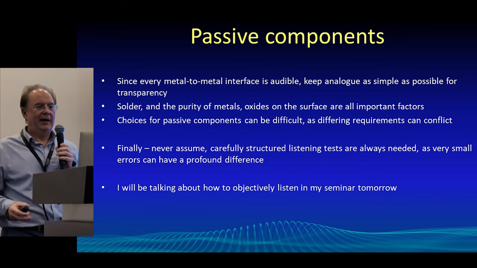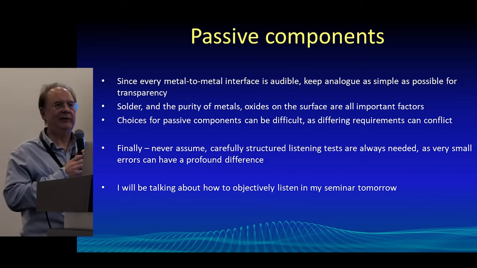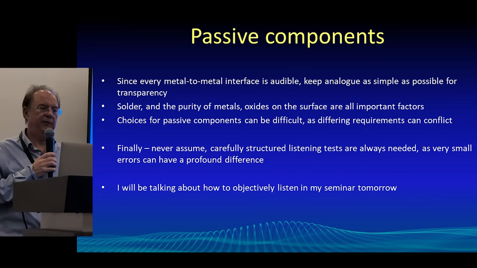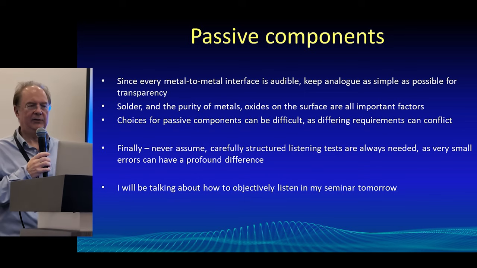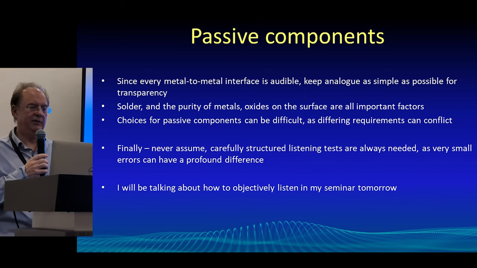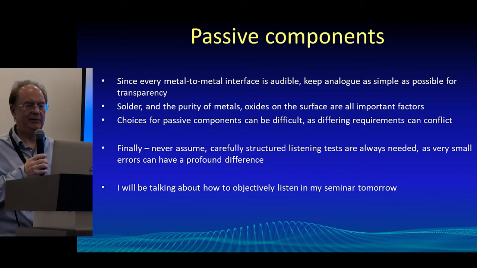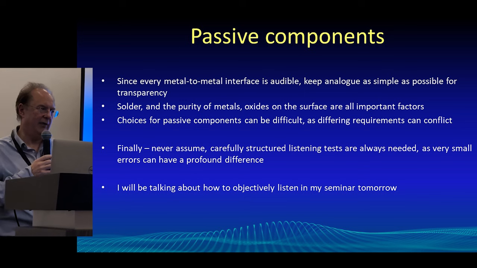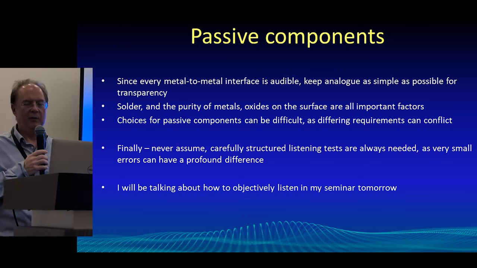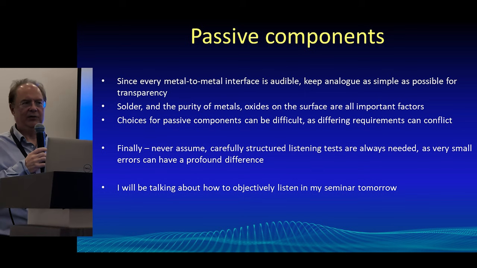So every metal-to-metal interface is audible. You need to keep your analog as simple as possible for transparency. Solder is very important. Any surface oxides is a problem. Choices for passive components can be difficult because you've got differing requirements. You may be worrying about RF noise, or you may be worrying about dielectric absorption, and there's not an ideal solution to both of those factors.